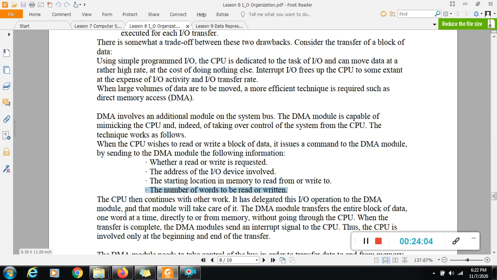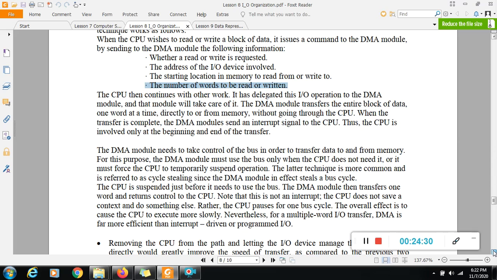The CPU then continues with other work. It has delegated this I/O operation to the DMA, and that module doesn't disappoint. It will take care of it. The DMA module transfers the entire block of data, one word at a time, directly to or from memory, without going through the CPU. When the transfer is complete, the DMA module sends an interrupt signal to the CPU. The CPU is involved only at the beginning and at the end of the transfer. That is wonderful.